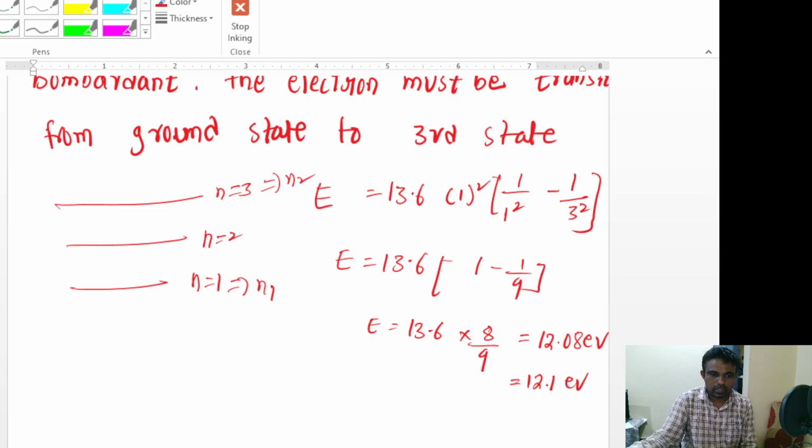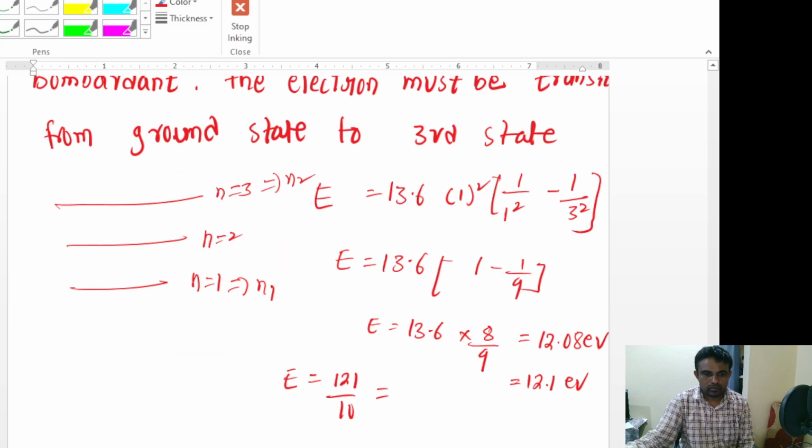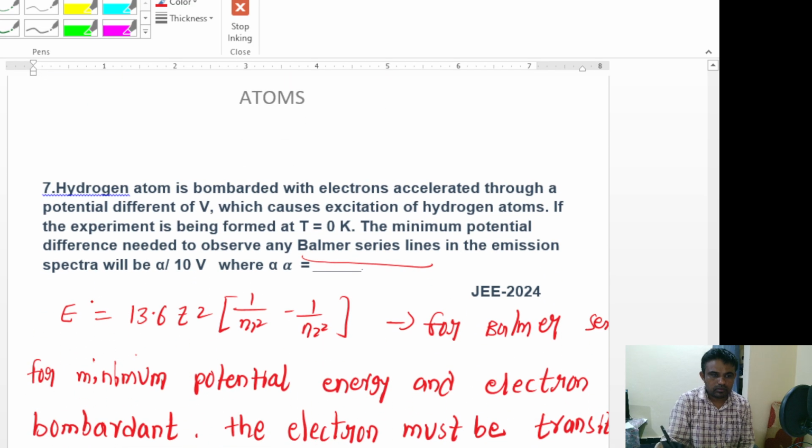So this one I have written as E is equal to 121 by 10. Compare this equation with the given question, alpha by 10. Compared with alpha by 10, alpha is equal to 121.